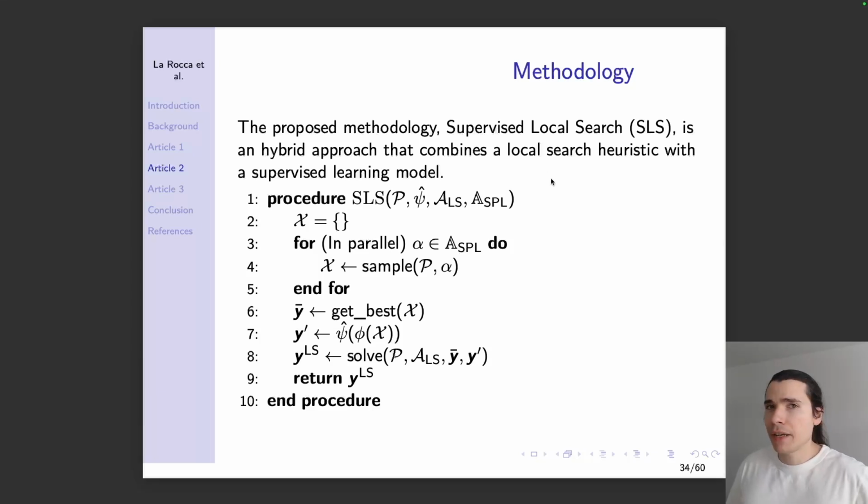Our methodology is based around supervised learning, where at the beginning of the procedure, lines 2, 3, 4, 5, we collect samples from the instance, and we use those samples to first get a good solution, but also as features that we push to the ML model to get an estimation. This estimation and the best feasible solution found so far are used in this solve function to search effectively around what solution we predicted.